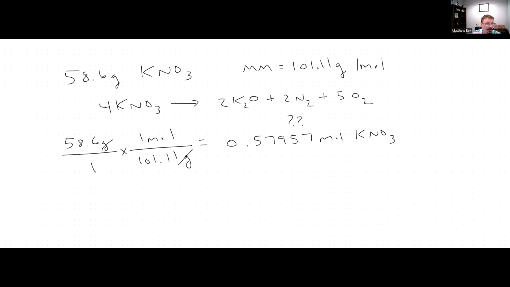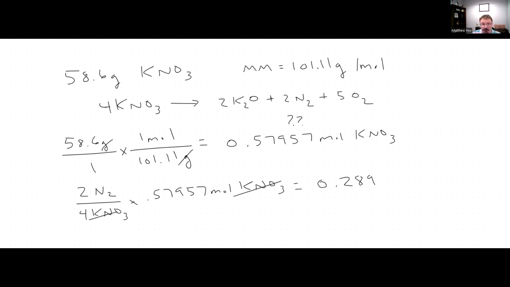And then we're going to utilize the ratio from the balanced equation. So there's 2 N2s for every 4 potassium nitrates, or 1 to 2. Multiply that by how many moles of potassium nitrate we have. And the potassium nitrate there will cancel, and we'll end up with N2. So that's 0.28978, or 0.290 moles. Answer A.